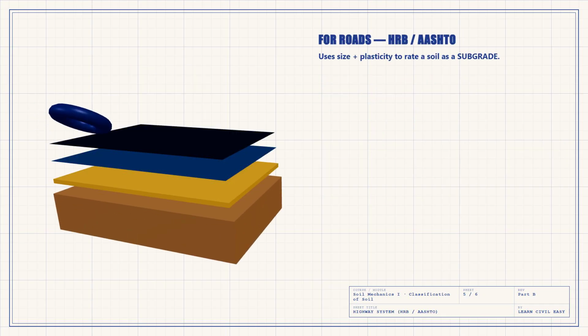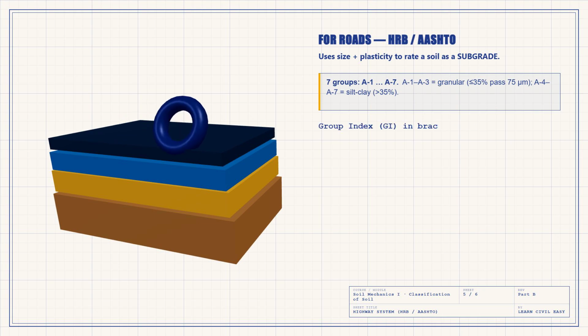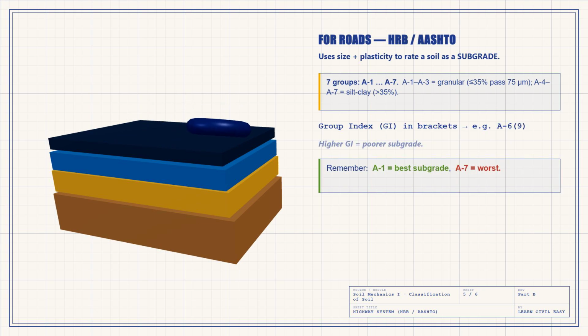Our last system is built especially for roads, the Highway Research Board, or AASHTO system. It uses both size and plasticity to rate a soil as a subgrade, the foundation layer beneath a pavement. Soils are placed in 7 groups, A1 to A7. The first 3, A1 to A3, are granular soils with 35% or less passing the 75 micron sieve. The rest, A4 to A7, are silt clay soils.